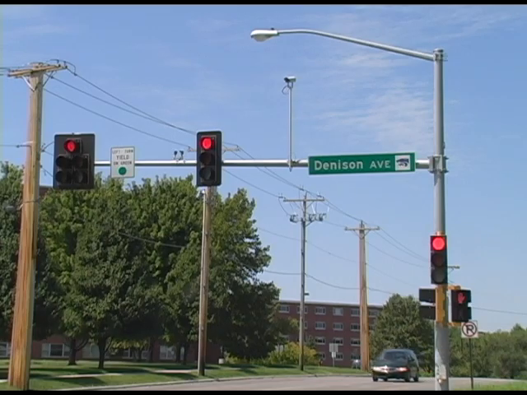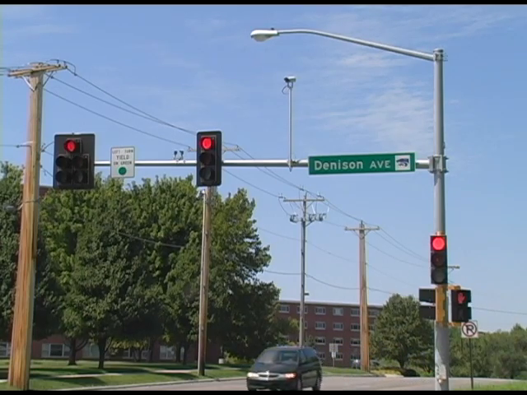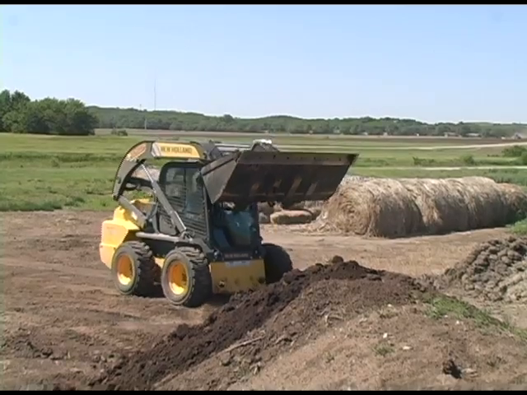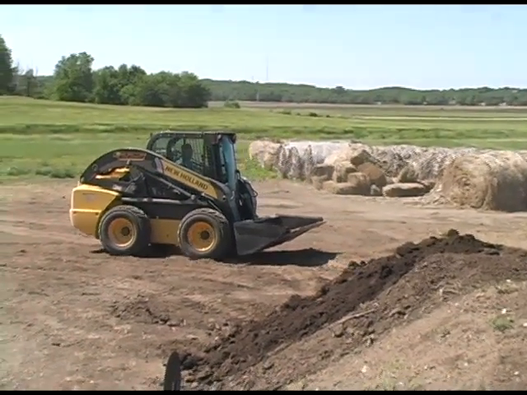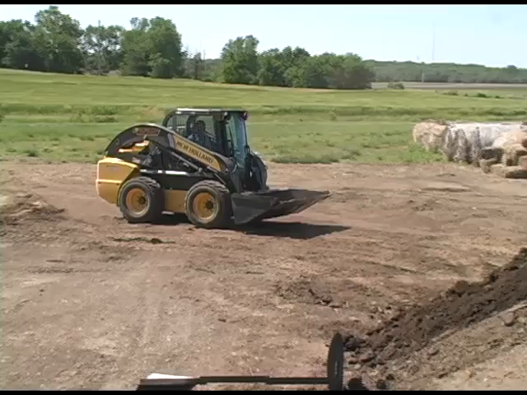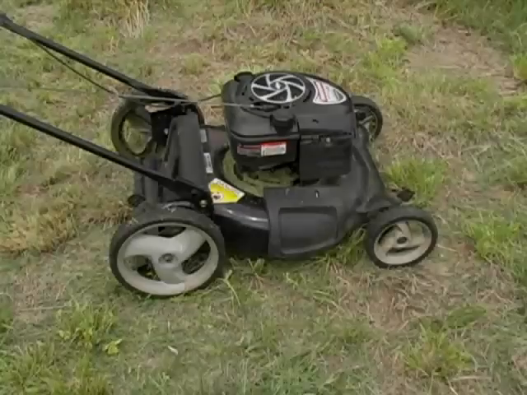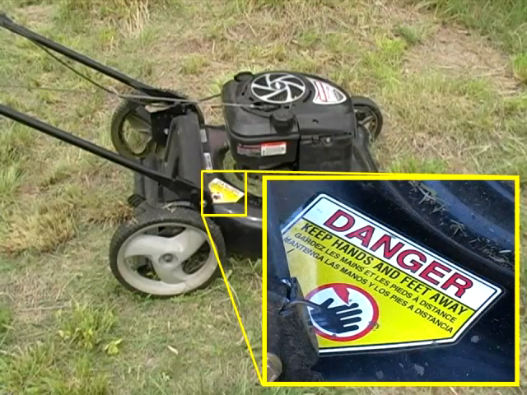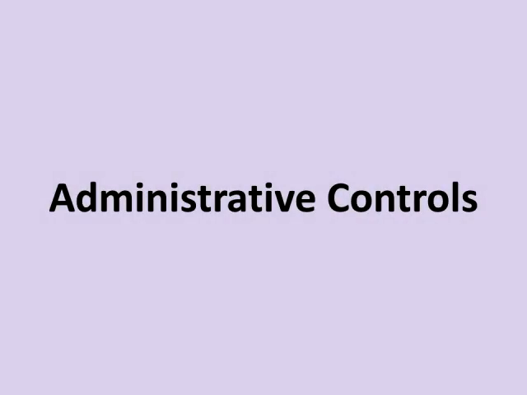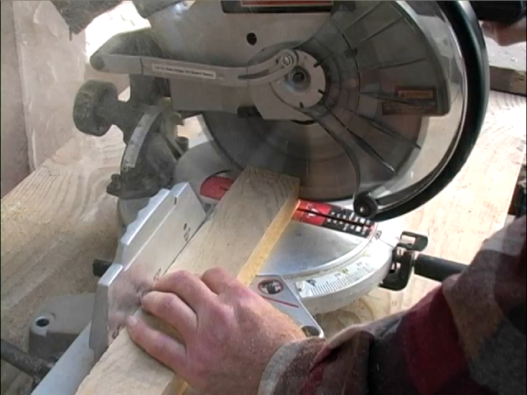Warnings can take many forms, including traffic lights, backup alarms on vehicles, and signs or labels. Administrative controls can provide additional protection, but only to the extent that workers understand and comply. Administrative controls include safe work procedures, such as keeping hands away from moving machine parts.